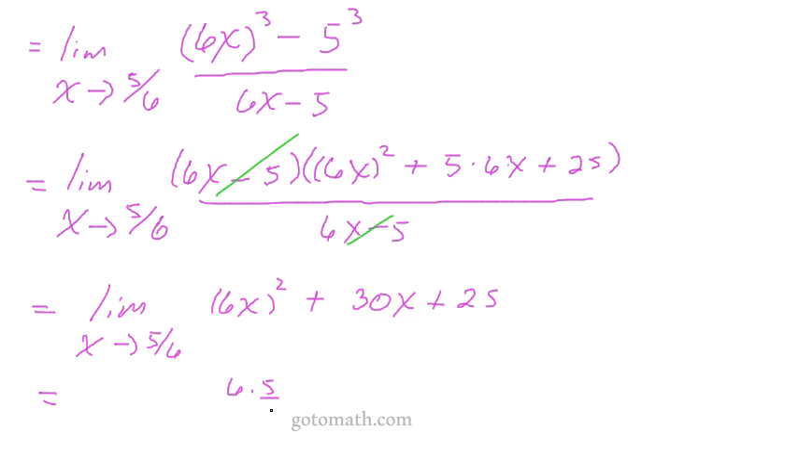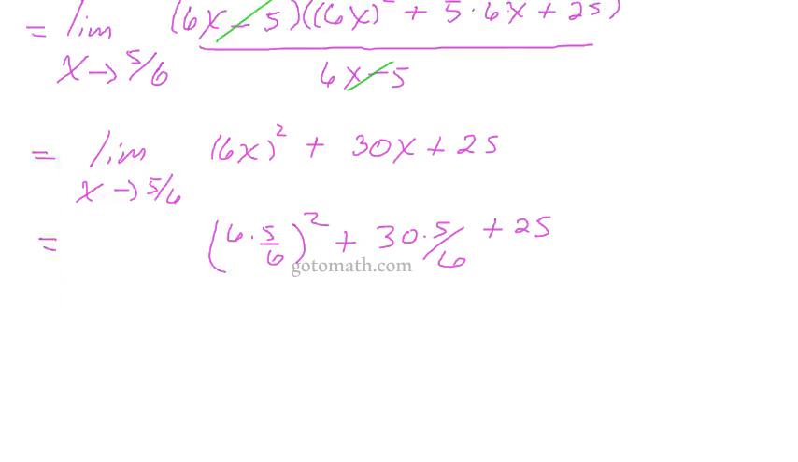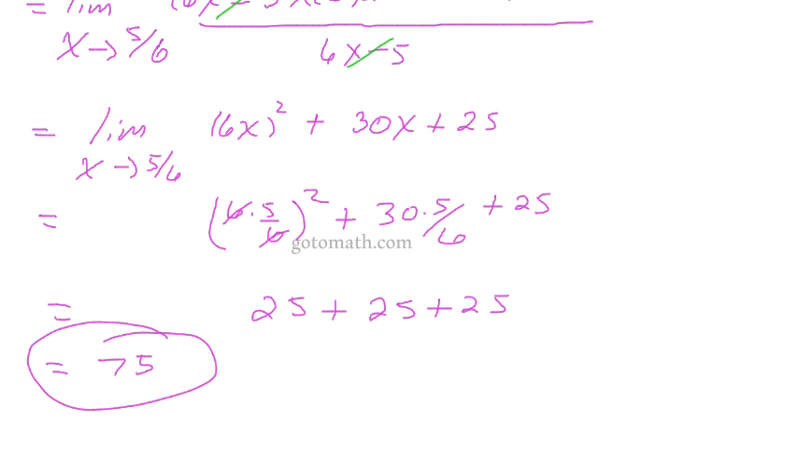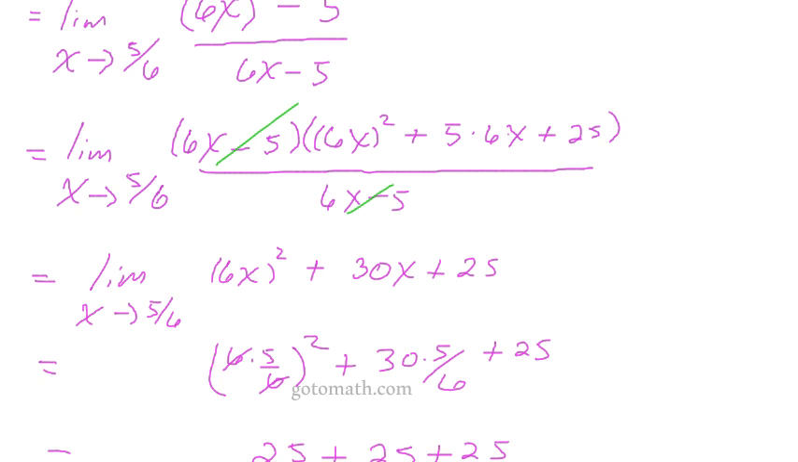We have the 5 sixths. We'll go ahead and keep it like that. 30 times the 5 sixths plus the 25. And those guys are going to cancel out, so we have 5 squared, which is 25, plus 6 goes into 30 5 times, so that's another 25, and then 25, and so we end up with 75 as our final answer.